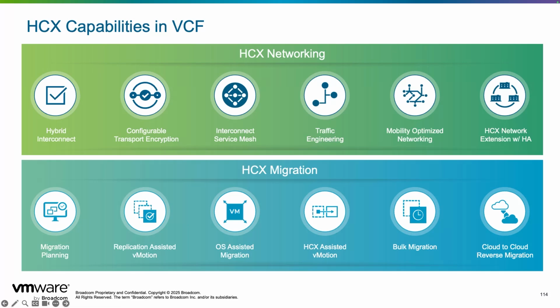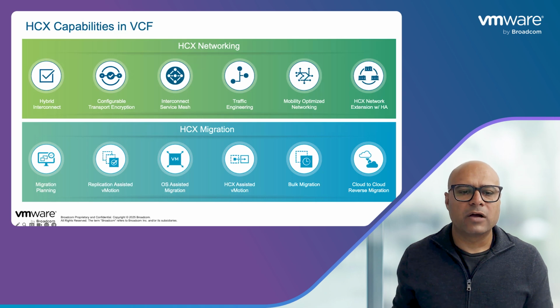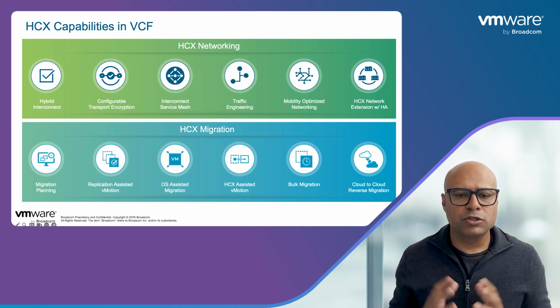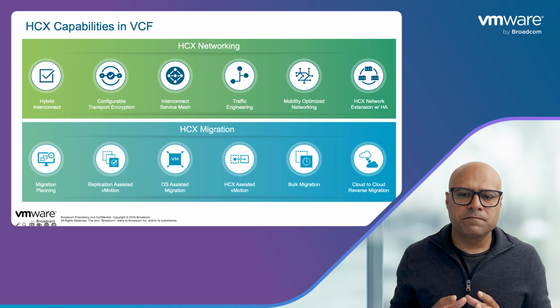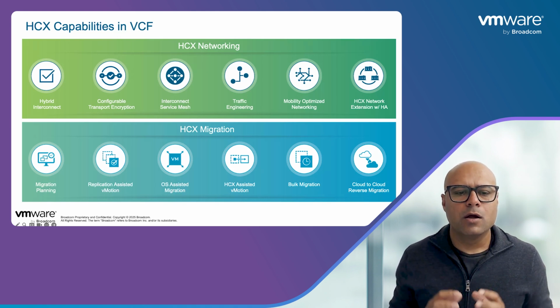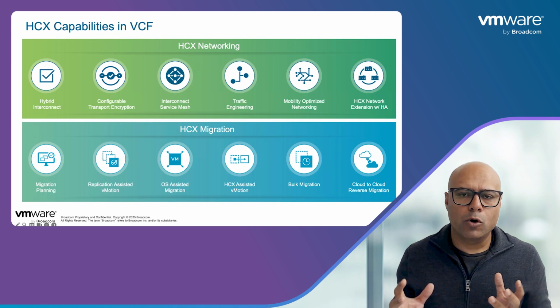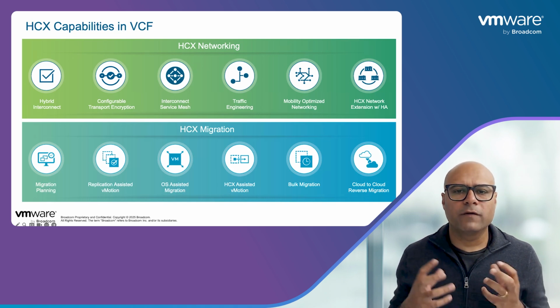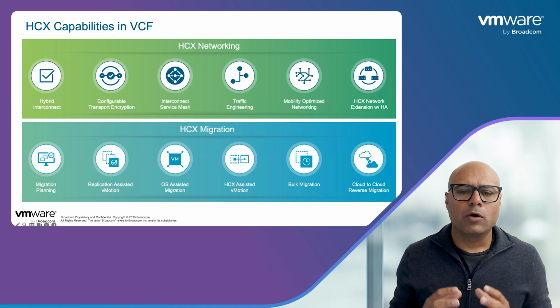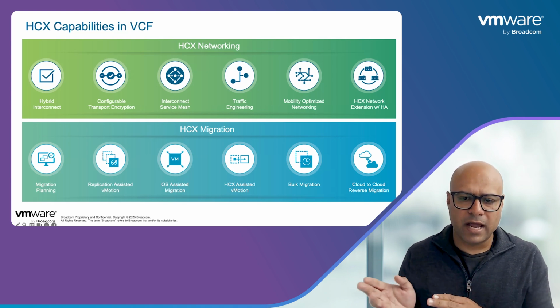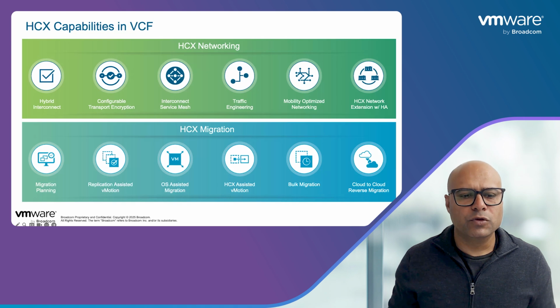For HCX networking, we automatically build a secure, fast, and robust networking pipeline between the sites. HCX also allows customers to add other optional capabilities like L2 extension, encryption, traffic engineering, mobility optimization, in short MON, etc. On top of that, HCX gives customers the option of using different migration types that suit their use cases. And we will go over these migration types in detail in the following slides.